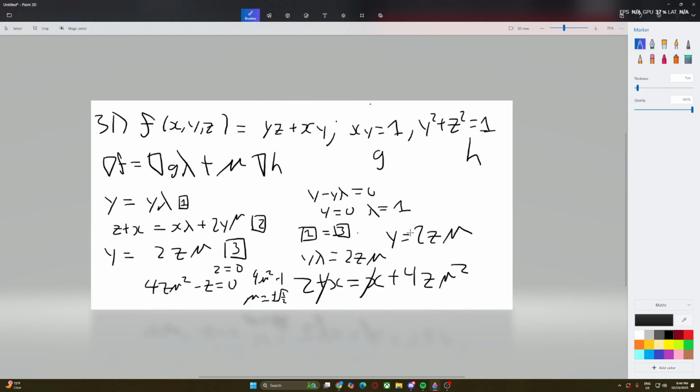But then you realize California cannot assign it. Y equals 2z, mu, and y, if z was 0, then y would be 0, and we can't have that. So the only solution is mu equals plus or minus 1 half, square root 1 half.